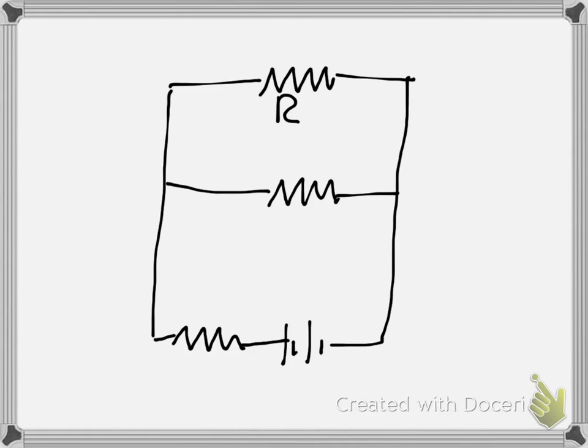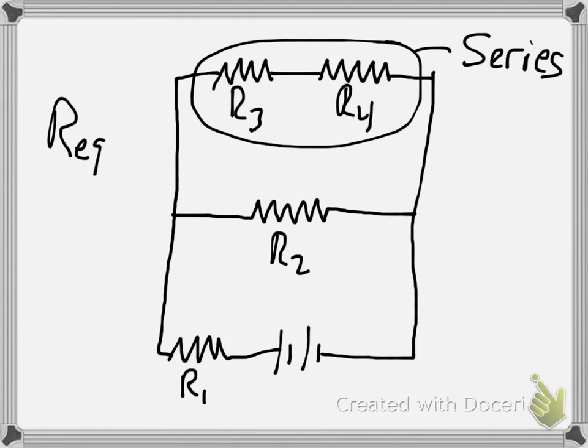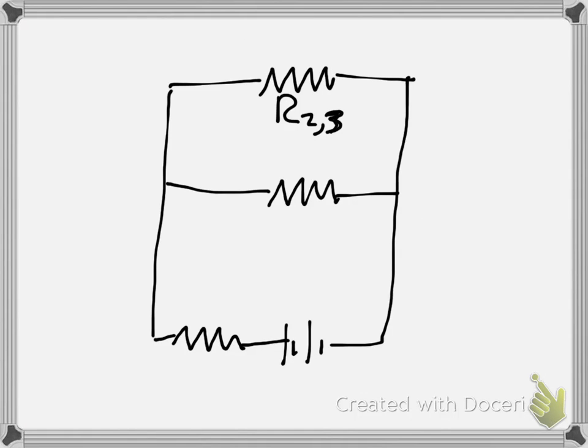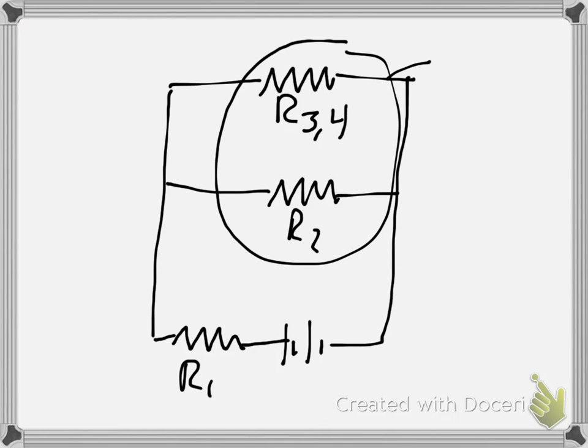And this will be R2, 3. And again, that'll be R3 and 4, won't it? Yeah, that'll be R3, 4. And this is R2 and R1. And now these guys will be in parallel with each other. And then that combination will be in series with R1.